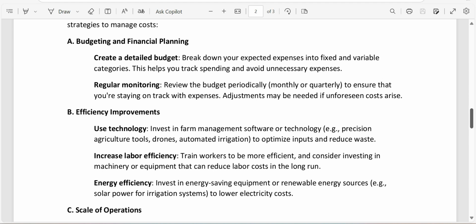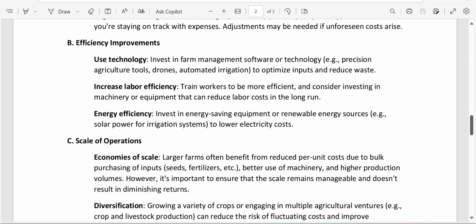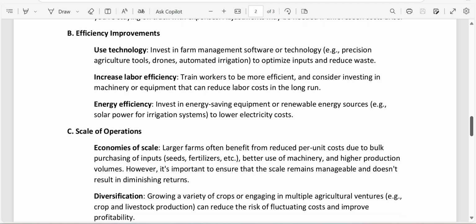B. Efficiency improvements. Use technology. Invest in farm management software or technology, e.g., precision agriculture tools, drones, automated irrigation, to optimize inputs and reduce waste. Increase labor efficiency. Train workers to be more efficient, and consider investing in machinery or equipment that can reduce labor costs in the long run. Energy efficiency. Invest in energy-saving equipment or renewable energy sources, e.g., solar power for irrigation systems, to lower electricity costs.